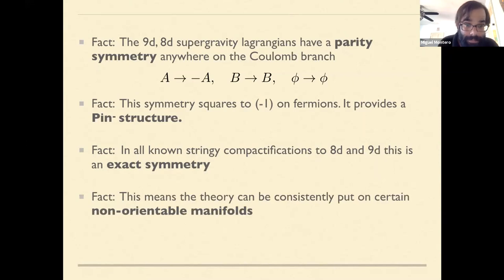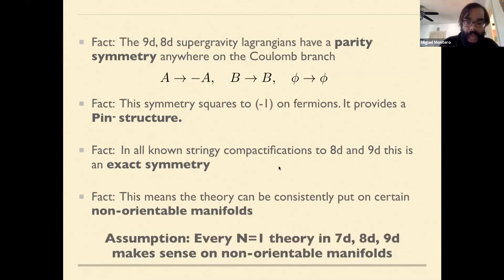And fact number four, if the symmetry is exact in a theory of gravity, that means that I am allowed to consistently put the theory on non-orientable manifolds. Okay? So based on these four facts, we're gonna make an assumption, which is that every N equals one theory in 7, 8, and 9 dimensions makes sense on non-orientable manifolds. Okay? On non-orientable manifolds of the pin minus type.